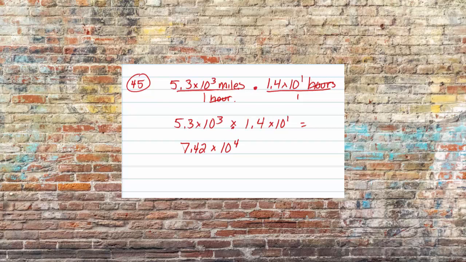This is already in scientific notation, so we can say 7.42 times 10 to the fourth miles, or we can write it in standard notation, 742. I use 2 of my decimal places there for 2 of my powers, so I need 2 more zeros. So 74,200 miles.